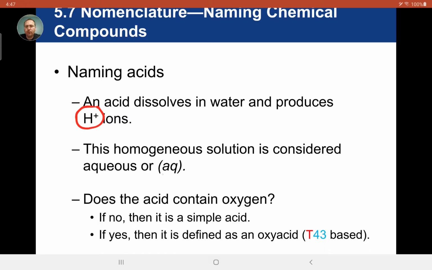Oftentimes you'll see this little AQ. This just means that it's mixed with water, and that's because it's a homogeneous solution. That was a synonym for homogeneous back in our first chapter. So really when it comes to acids, it's back to those same basics: does it have two kinds of elements in the acid, which is binary, or does it have three or more, the ternary and beyond kinds of compounds? So we too can break these down into oxygen-based ternary acids, ending in those ates and ites, or just binary, ending in those IDEs. So let's look at those acids from that approach.